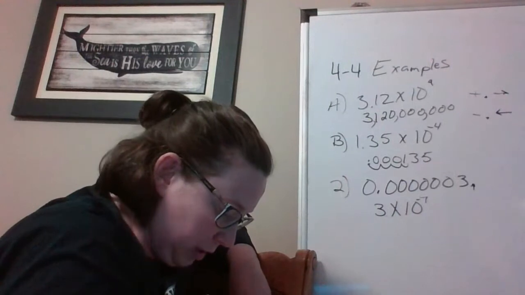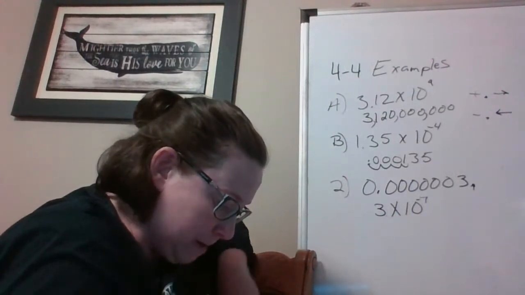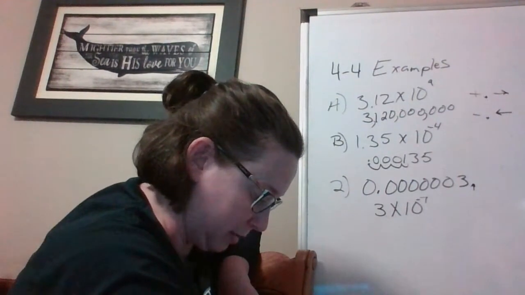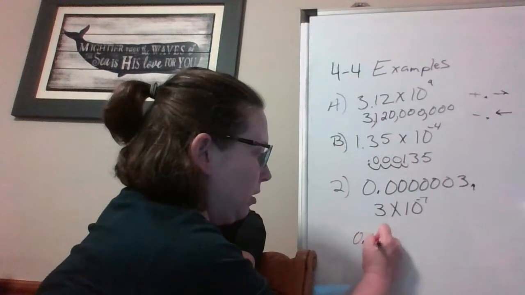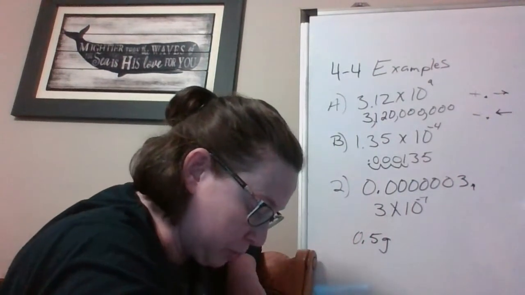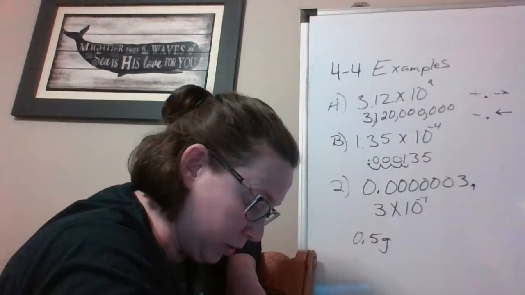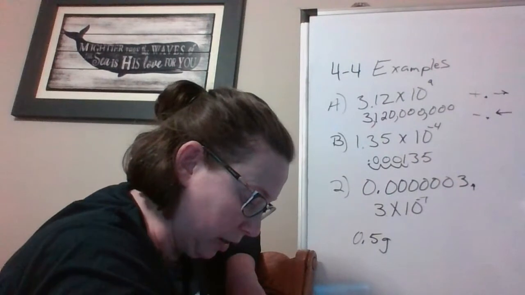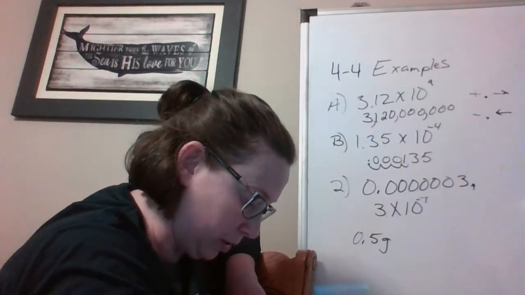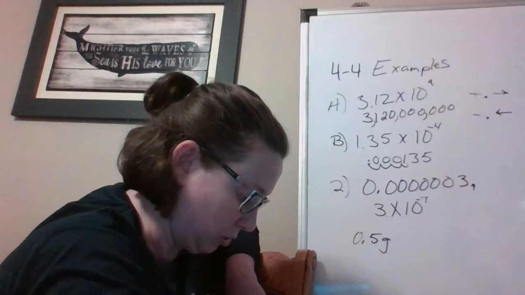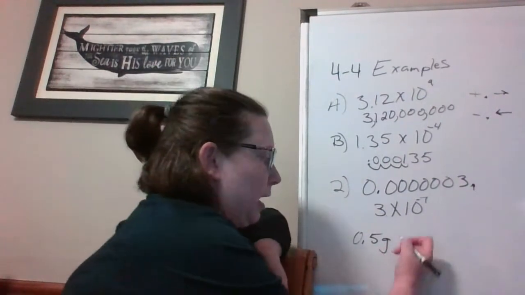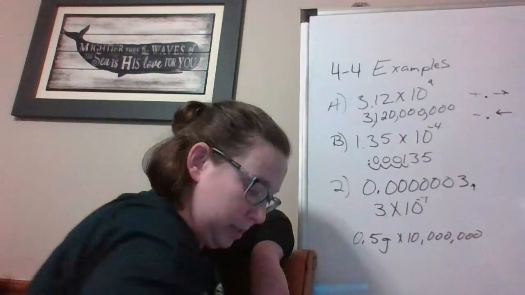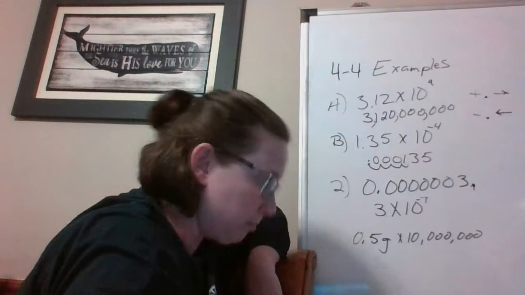The next example is about monarch butterflies. So they say that a monarch butterfly has the average mass of half of a gram. So half of a gram for each butterfly. They're saying that there were 10 million butterflies in this colony in Mexico, and they want you to figure out what is their total mass in scientific notation. So we're taking half a gram and we're multiplying it by 10 million.